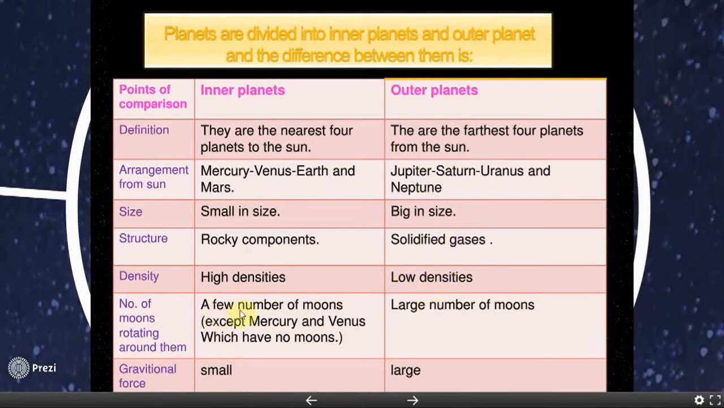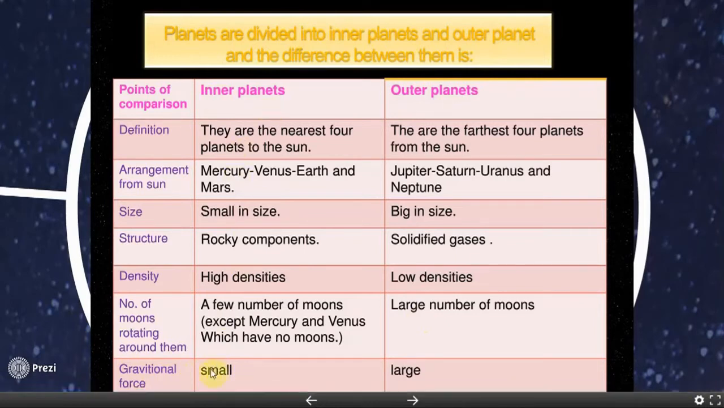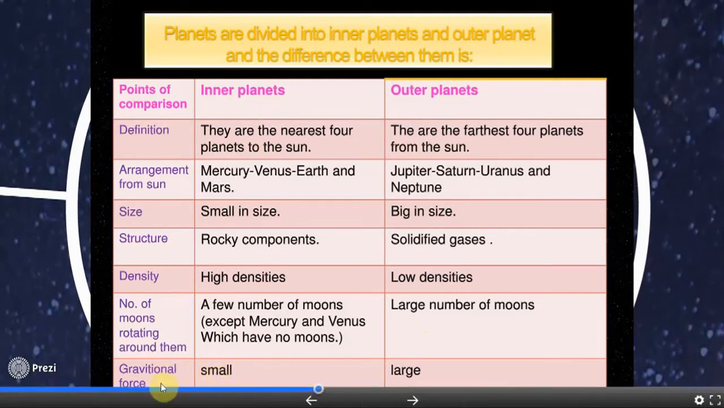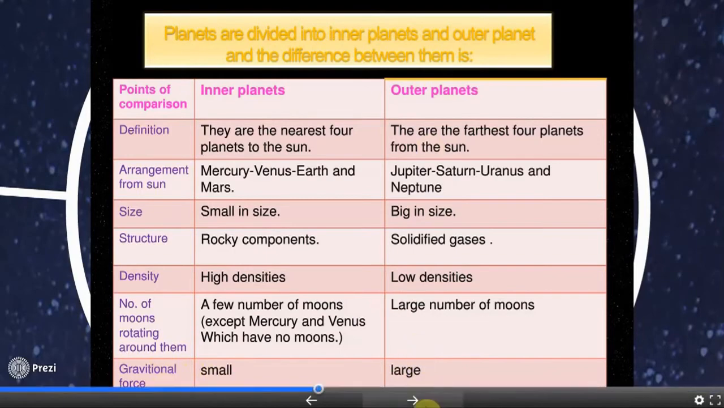Number of moons. The inner planets have a few moons, except Mercury and Venus, which have no moons, while the outer planets have a large number of moons. And the gravitational force: you should know that the gravitational force depends on the mass of the planet. That's why the inner planets have small gravitational force, and the outer planets have large gravitational force.